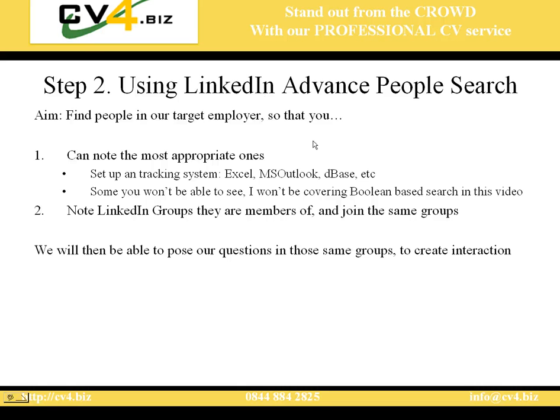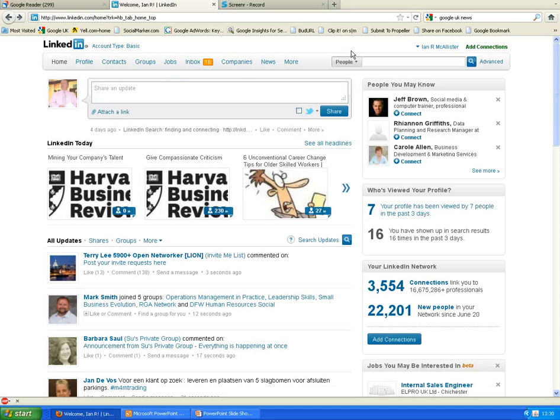So step 2 now is to use LinkedIn's advanced people search to find people in our target employer so that we can note the most appropriate ones. We need to set up a tracking system. I use Excel. You could also use Outlook or a database, etc. We won't be able to see all the people. I won't be covering Boolean based advanced search techniques in this video. And we then note the LinkedIn groups they're members of and we join the same groups. We'll then be able to pose our questions in those same groups to create interaction.